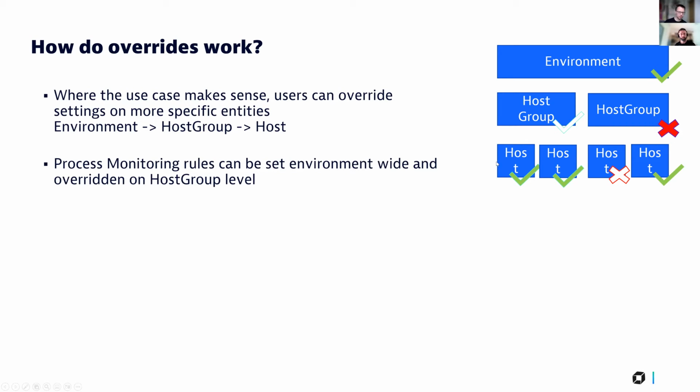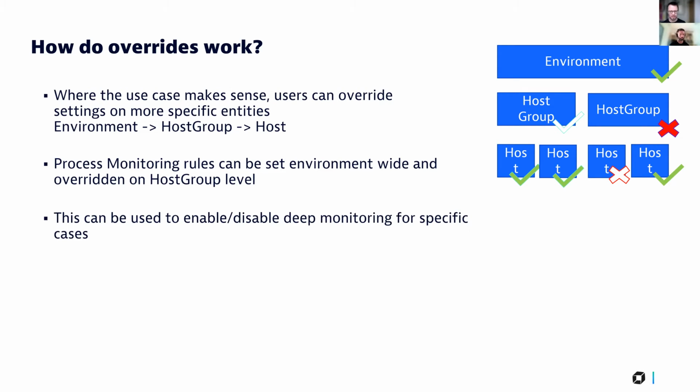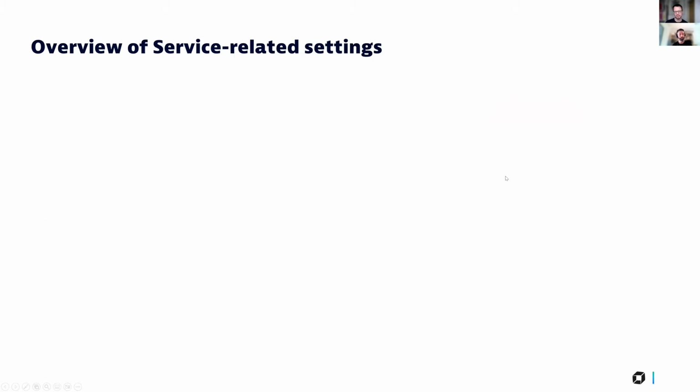So process monitoring rules, for instance, can be set on environment-wide level and also on a host group level. On a host level, this doesn't make so much sense, because the process monitoring rules should basically tell the OneAgent what is monitored on a larger scale. But they can be activated and deactivated for specific cases.